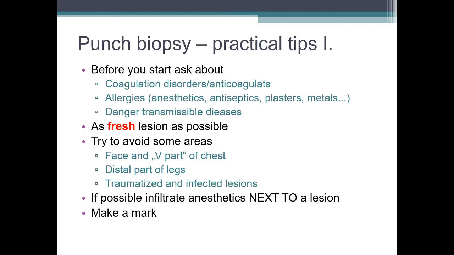I recommend you make a mark on the border of the lesion before you start to put in the anesthetics, because if you make the edema, then the border of the lesion changes, and sometimes also the lesion blanches.